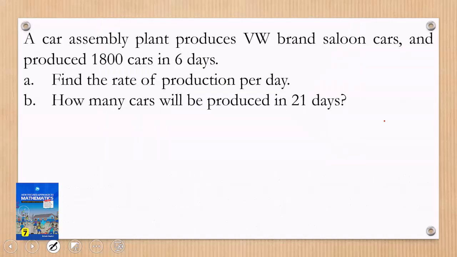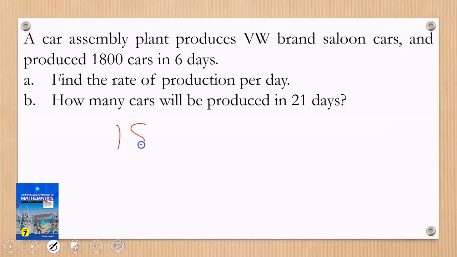Let's take an example. A car assembly plant produces VW brand saloon cars and produces 1,800 cars in 6 days. Find the rate of production per day. So if they are producing cars in 6 days and they're able to assemble 1,800, of course they have robots and other machines that make it so fast for them to assemble. What will be the rate at which they work each day?